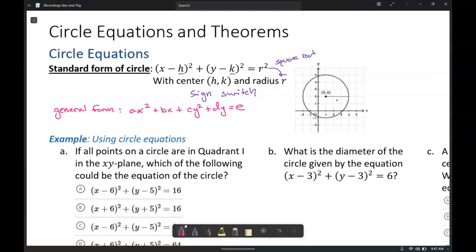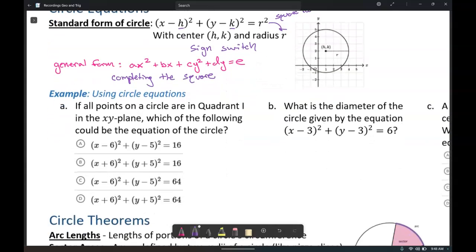And in general form, in order to get it into standard form, we have to factor by using the completing the square method. We won't have time now to go into the concept of completing the square, but I encourage you to try and find some resources that go through how to complete the square on the general form of a circle in order to get it into standard form. Because depending on how you do on the SAT, you may be given a question in general form, and you'll have to convert it into standard form.